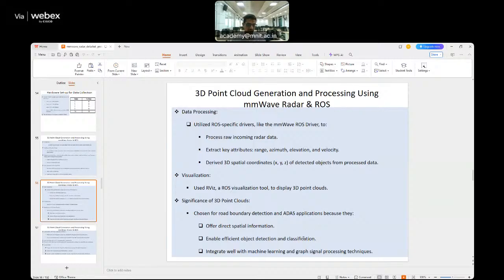And you derive 3D spatial coordinates of detected objects from the processed data. Under the visualization, we used a ROS visualization tool, RViz, to display the 3D point cloud. Significance of 3D point clouds: they are chosen for road boundary detection and ADAS, advanced driver assistance system, applications because they offer direct spatial information, enable efficient object detection and classification, and integrate well with machine learning and graph signal processing techniques.